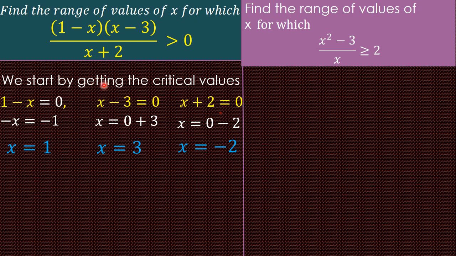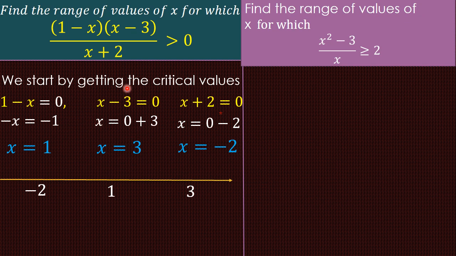Now to get the range of values, we bring forth a number line. We put calibrations on the line, starting from the smallest. The smallest value we have here is negative 2, the next value is 1, and the biggest value, as you all know, is 3.